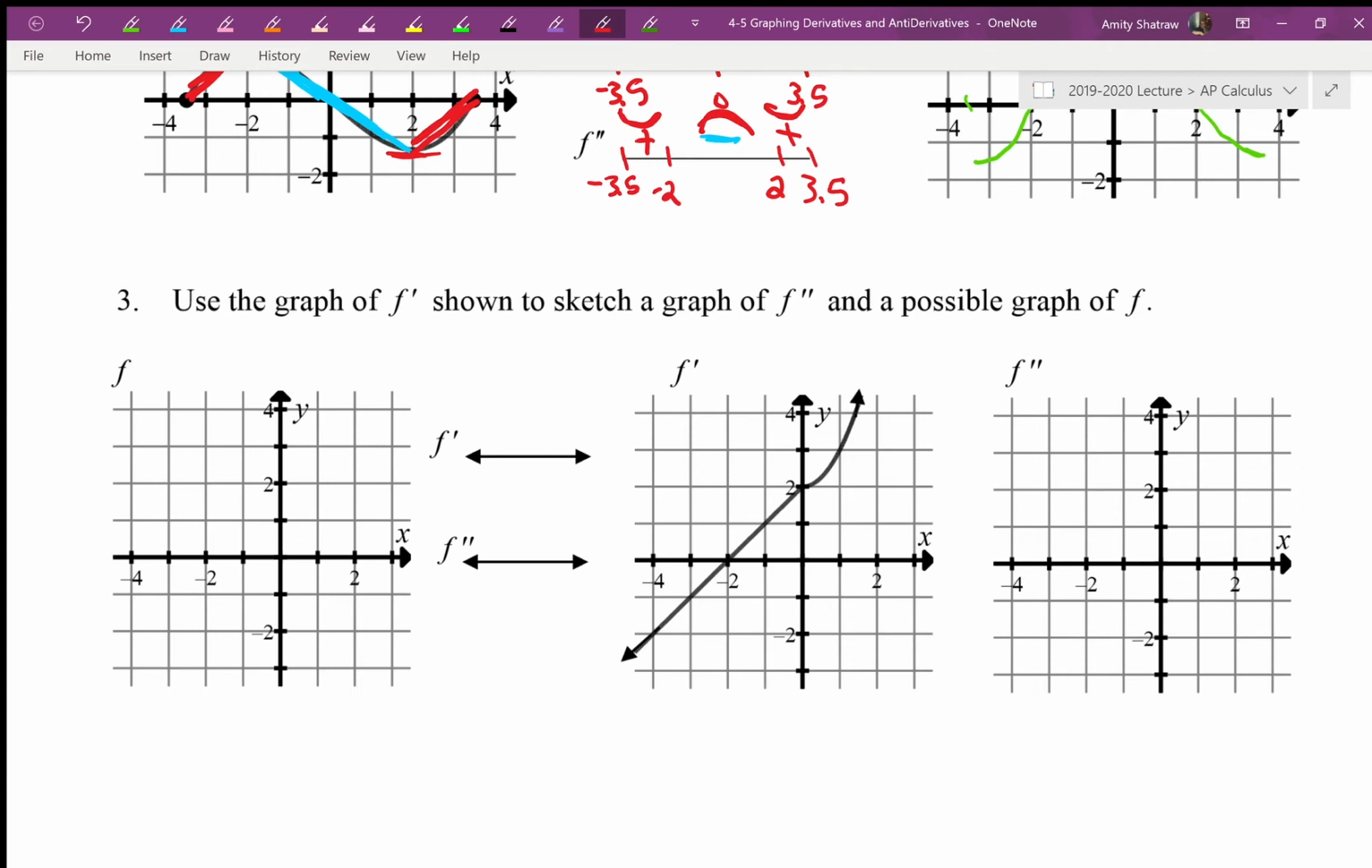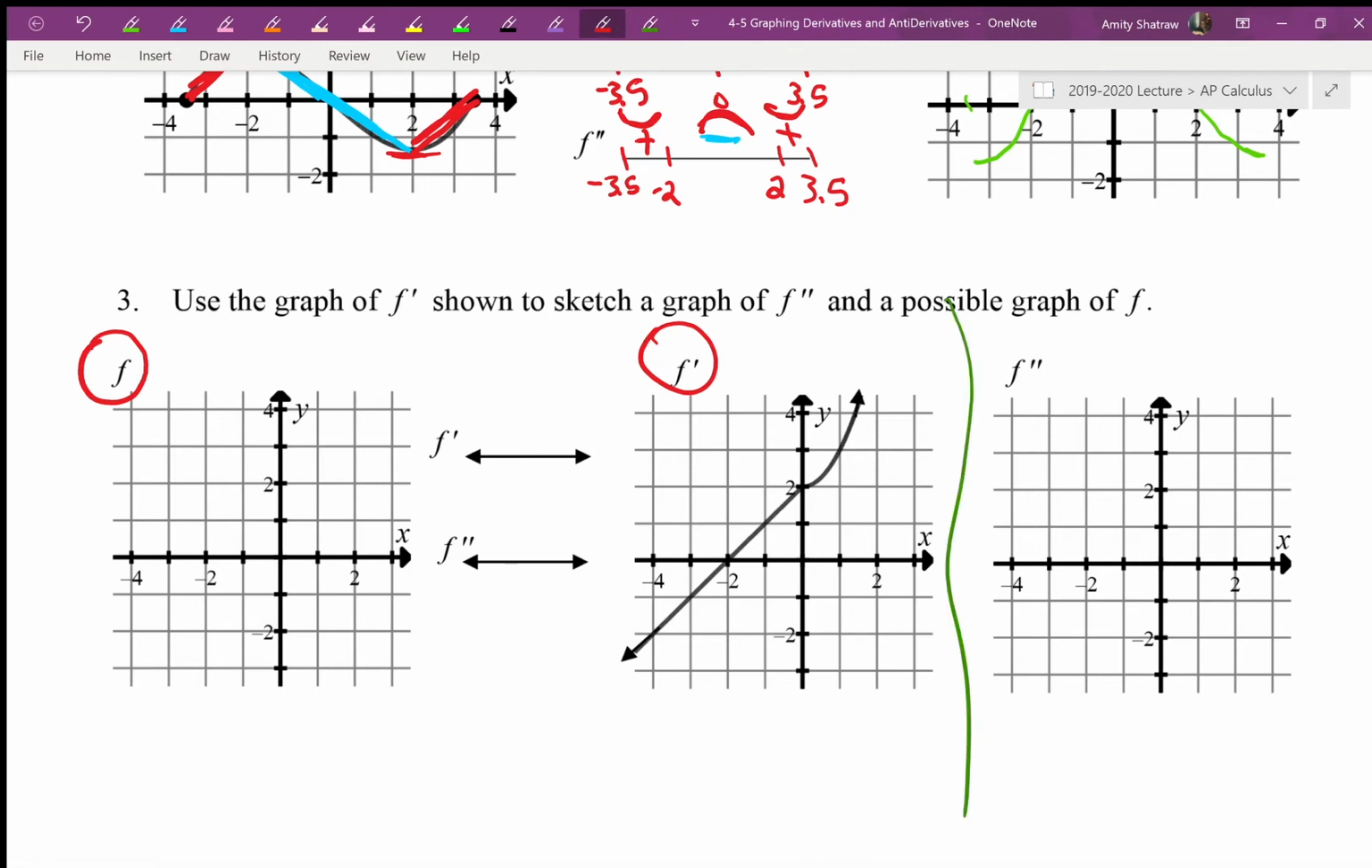Okay, for our next example, I'm looking at it. It looks really exciting. Like I've been given a derivative and I'm supposed to go backwards and find the original function. And then I'm supposed to go forwards and find the second derivative. I'm actually going to treat these like two separate problems, okay? So I'm doing the red one first, and then I'll come in and do the green one.